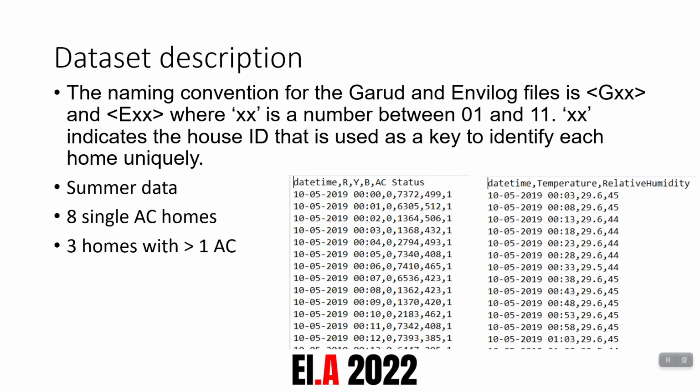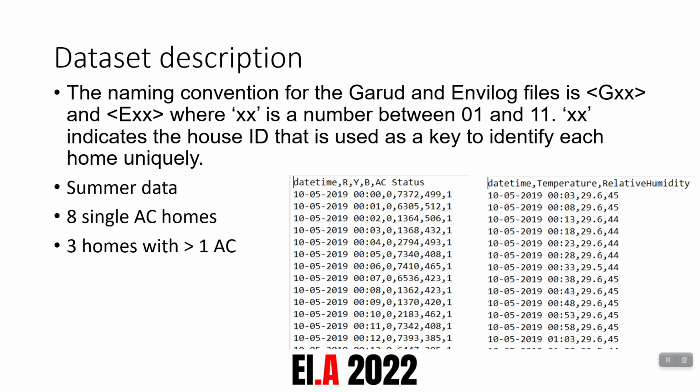We also have the house ID, that is used as a key to identify each home uniquely. Other than that, we have the 3-phase current columns represented by R, Y and B, red, yellow, blue. And we have the AC status that talks about the on-off status of the AC. 0 stands for off and 1 stands for on.